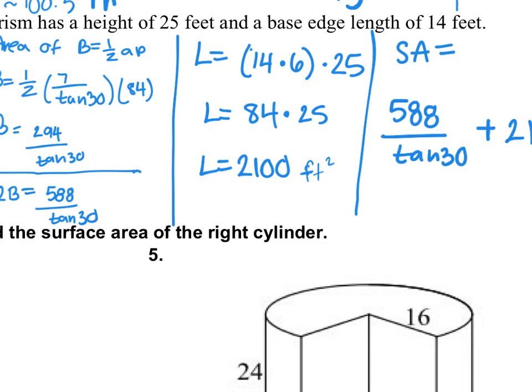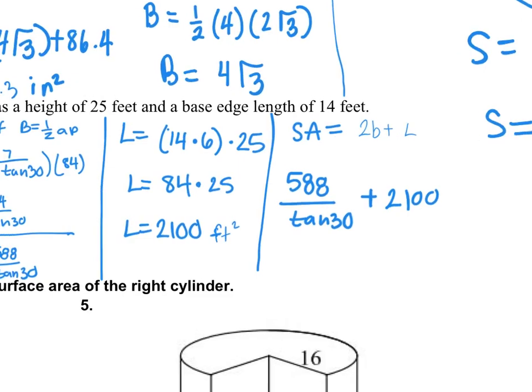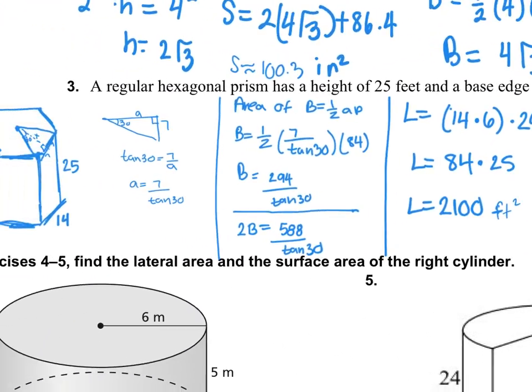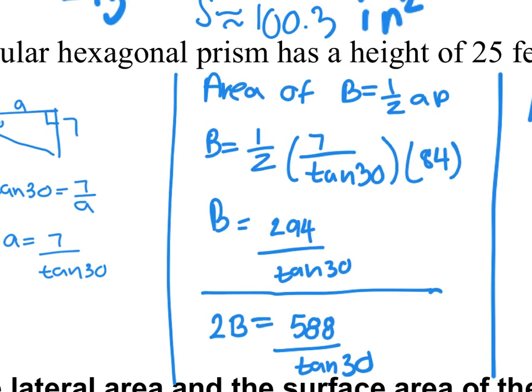For the surface area, I know that the surface area is going to be 2B plus the lateral area, right? So in order to do this, you need to do several things. In order to find the base of a hexagonal prism, I'm going to need to use the formula B equals 1/2 apothem times perimeter. You've done this before, right? So now I know that my perimeter is 84. I've already found that. One thing that I'm missing, though, is my apothem.